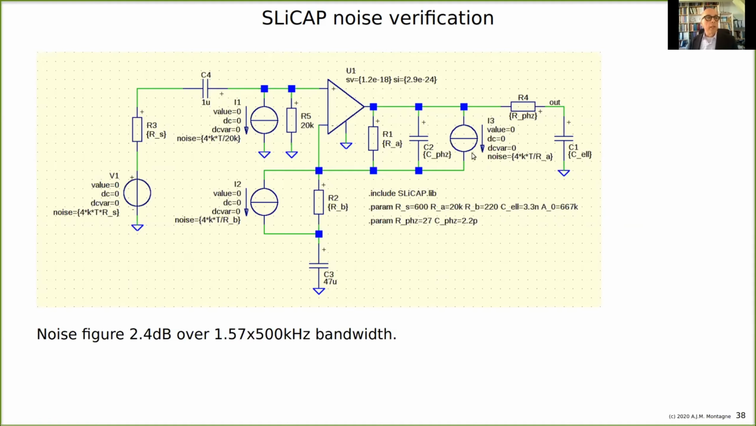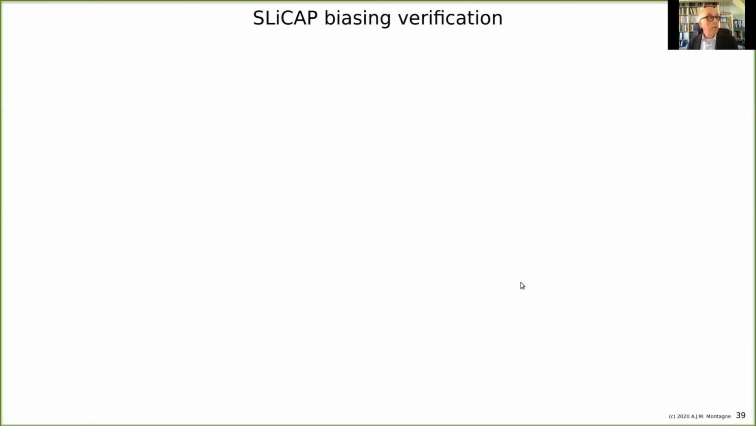Included here already are components for phantom zeros. Also in the noise, you can leave them out of the noise evaluation. I just did it. I don't know really why. At the end, I just added everything to check if SLICAP could manage such a circuit, and it can.